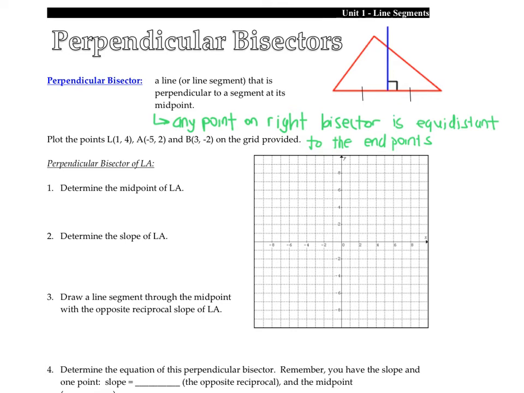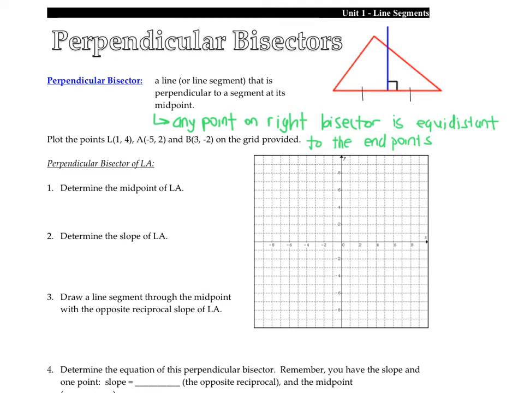Perpendicular means there's going to be some sort of negative reciprocal maybe, because that's what we should be thinking of, and bisector means to cut in half, which means we're going to need that midpoint. And we know how to find the midpoint, and we know how to take a negative reciprocal, so we're going to know how to find the equation of that line.